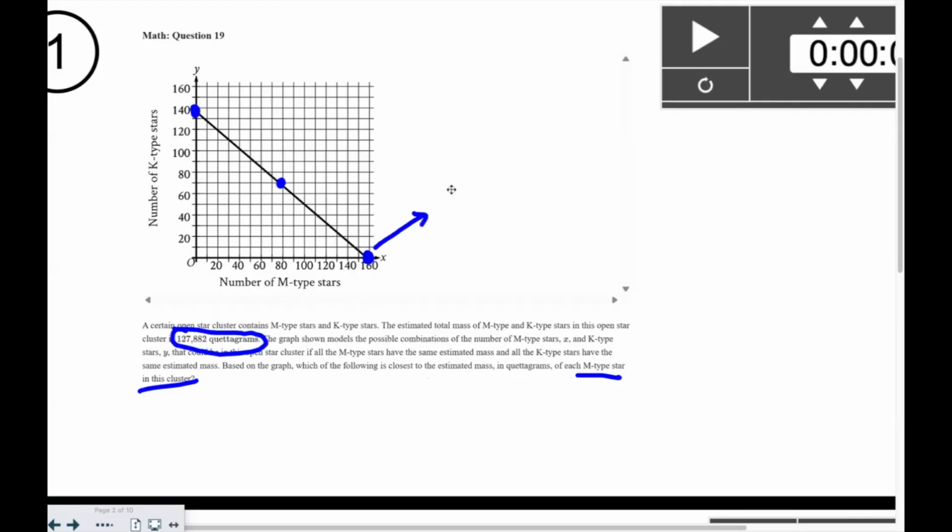If we think about what this point means, 160 comma zero, it means we have only 160 of these M type stars, let's say each M type star weighs M, and none of these, then this would be the weight of all 160. So essentially we're just solving this. If we pick any other point along here, we can't solve it because we don't know what K weighs and we have too many variables. That's why, in this entire diagram, the only thing we really care about is this point.